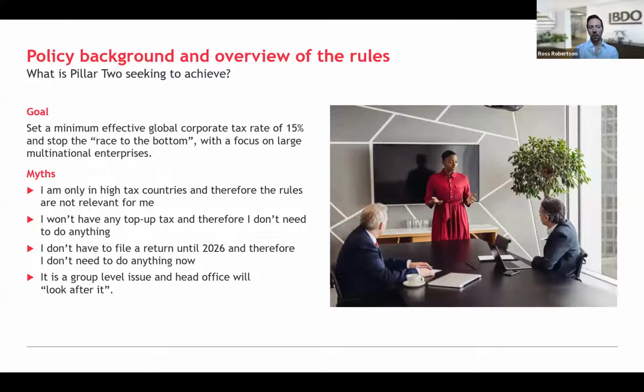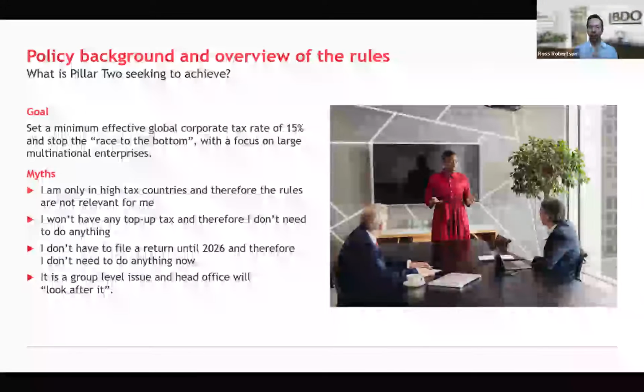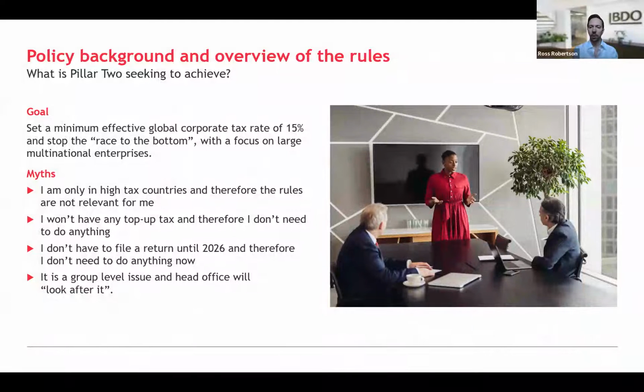Myth 3, the tax return is not due until 2026, and therefore I've got a long time to work out what I need to do. Well, there will be a requirement to disclose the expected impact of Pillar 2 in your accounts for any periods ending on or after 31 December 2023, and work will need to be undertaken in order to be able to make appropriate disclosure in those accounts.